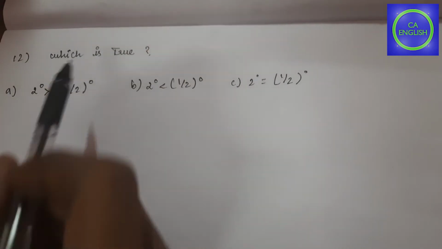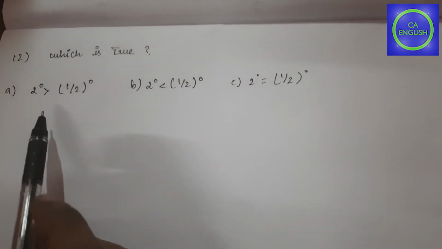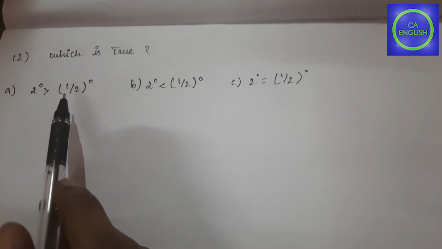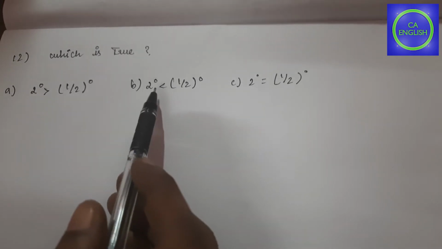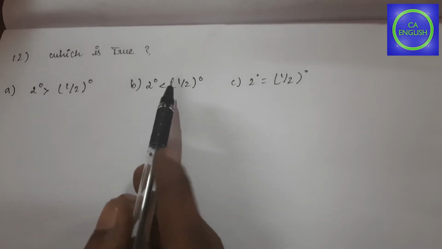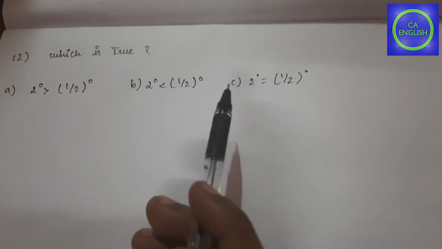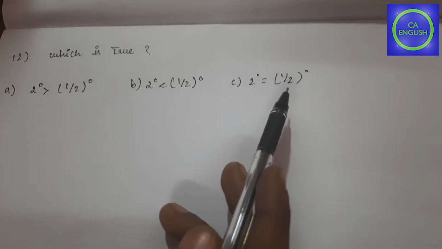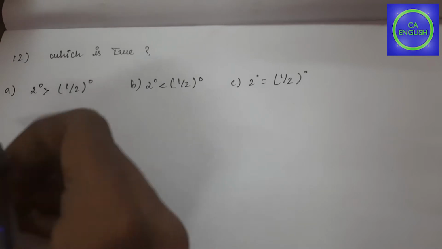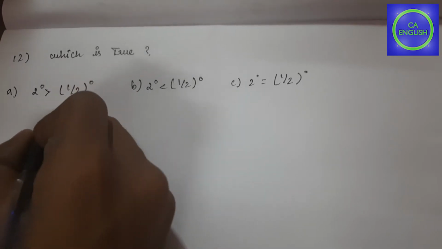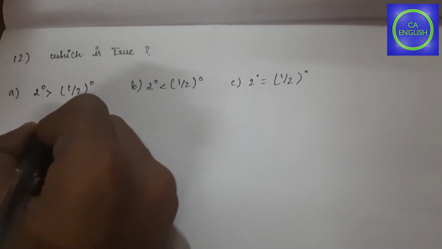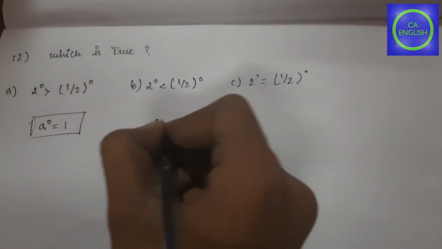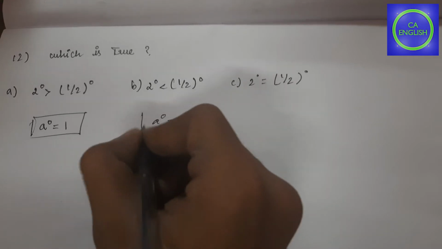12th sum: which is true? The options are: option A, 2 power 0 is greater than (1 by 2) the whole power 0. Option B, 2 power 0 is lesser than (1 by 2) the whole power 0. Option C, 2 power 0 is equal to (1 by 2) the whole power 0. Here we are going to use only one law. That law is a power 0 is equal to 1.